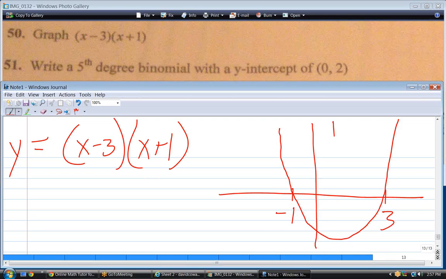Everything is symmetrical on a parabola about what is called a line of symmetry. So it would be maybe about 2. Yeah, halfway in between -1 and 3. So I know the axis of symmetry is 2.